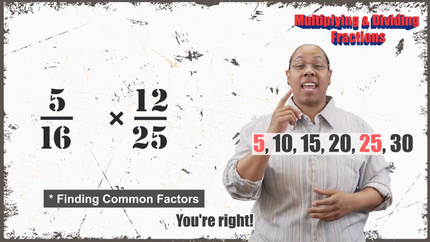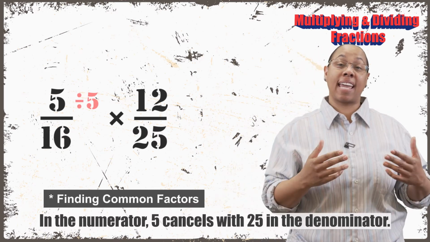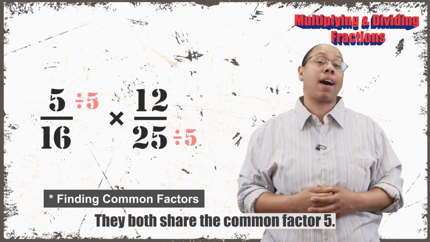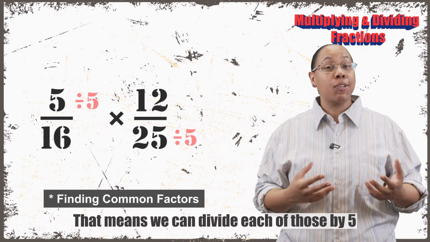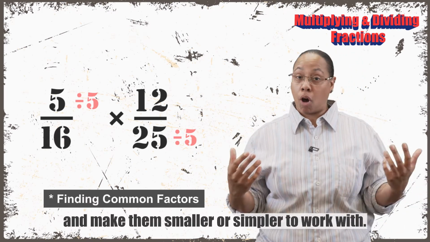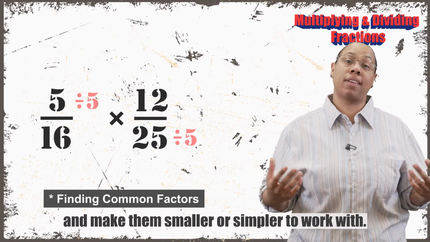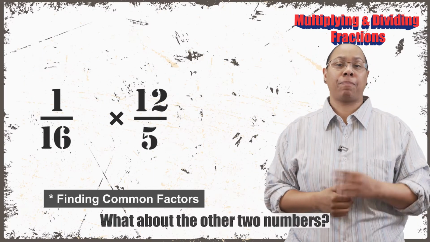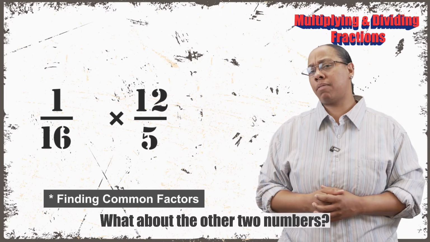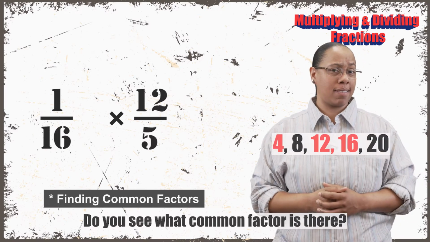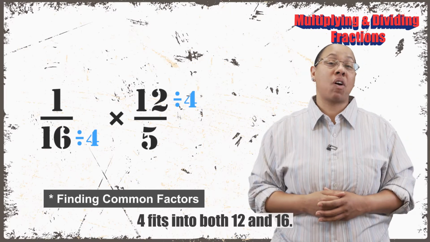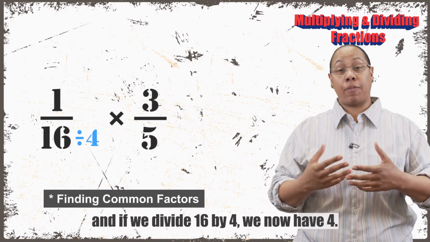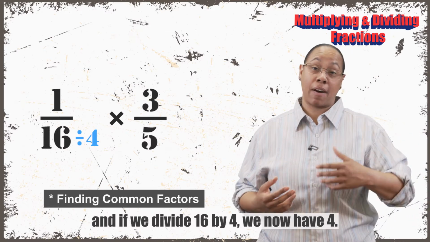You're right. In the numerator, 5 cancels with 25 in the denominator. They both share the common factor 5. That means we can divide each of those by 5 and make them smaller or simpler to work with. So the 5 turns into a 1, the 25 turns into a 5. What about the other two numbers? Do you see what common factor is there? 4 fits into both 12 and 16. So if we divide 12 by 4, we get 3. And if we divide 16 by 4, we now have 4.